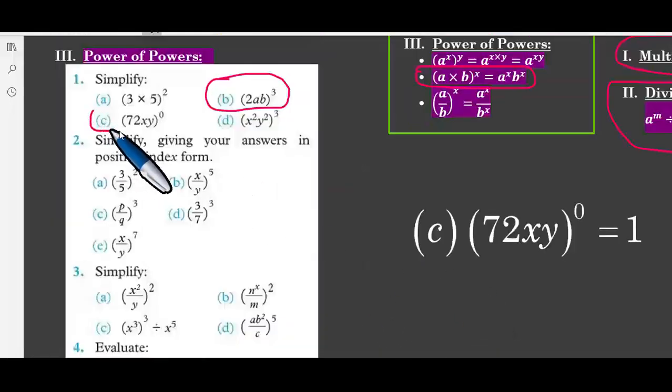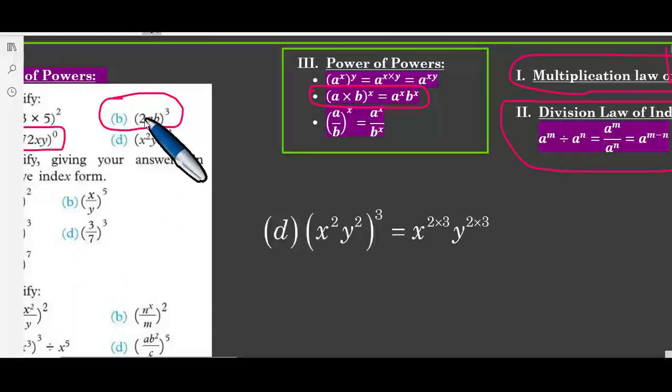Now question C. We know every number whose exponent is 0 gives 1. It's a rule. We are going to see it in the following sections. Now D, let's solve D.